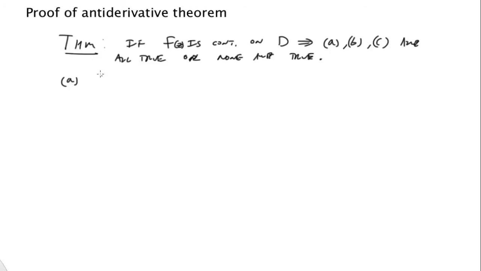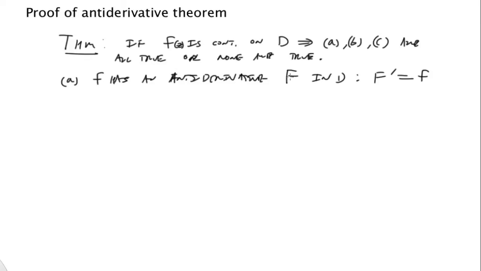Okay, the first statement is that f has an antiderivative, big F, in D, and that means that F prime is equal to little f. So big F is what we call our antiderivative.